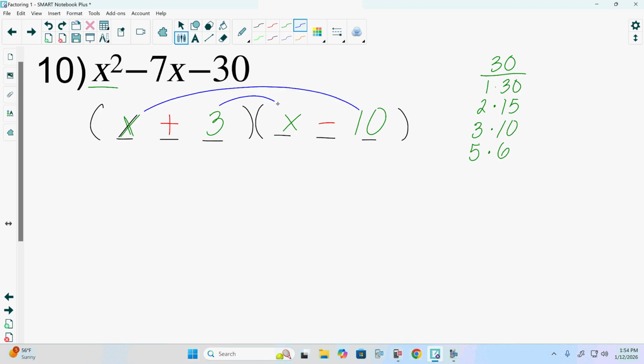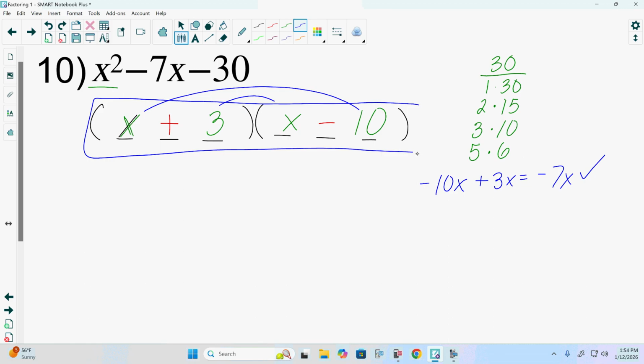Last thing we need to do is check it. x times negative 10 would be negative 10x. 3 times x, positive 3 times positive x would be positive 3x. Negative 10x plus 3x, negative 10 plus 3, negative 7x, which is the middle term that we wanted.